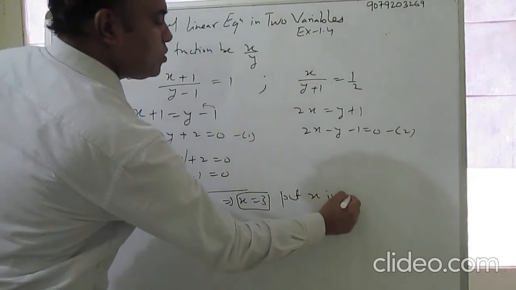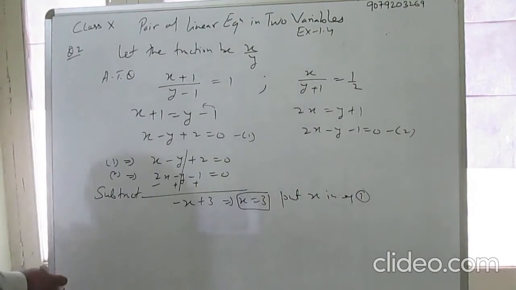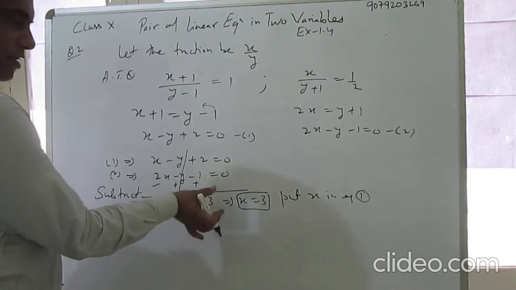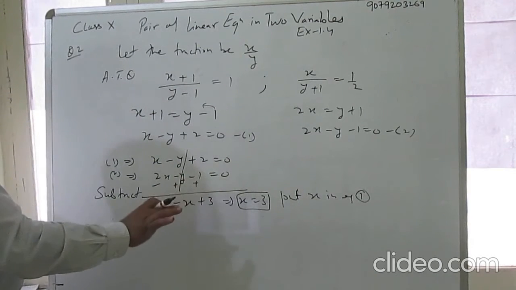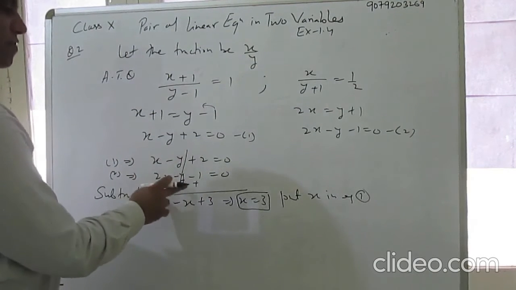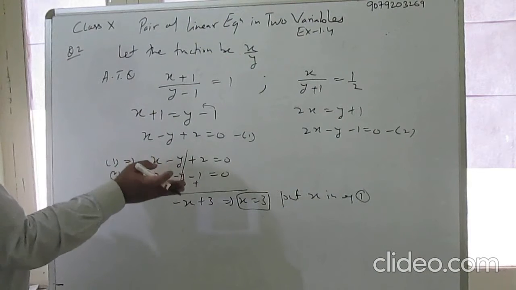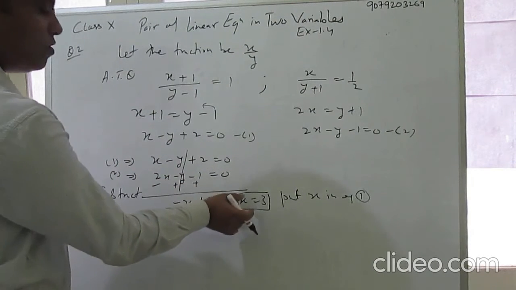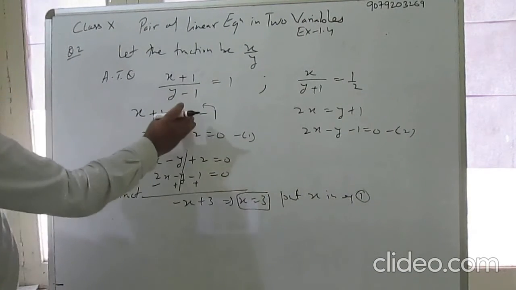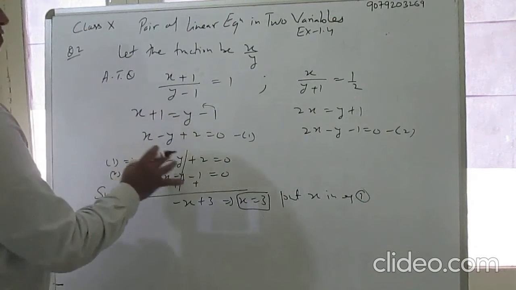Put x in equation 1. We can find both x and y by eliminating. We eliminate only one variable, and the value of the other variable we find by putting the value of x in equation 1. So we will get y.